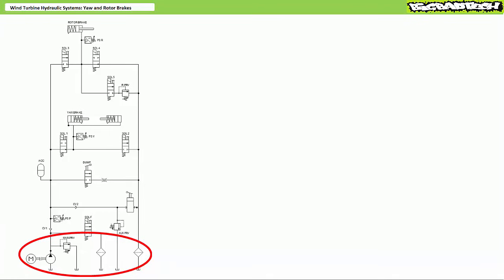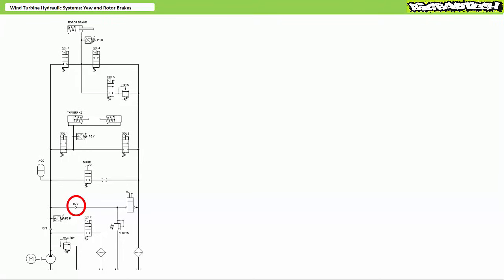Working generally from the bottom to top, left to right, looks like we got an HPU consisting of a motor-driven pump, a reservoir, a main pressure relief valve, and a couple filters. Even though there's a bunch of reservoir symbols, remember there's only one reservoir. Next up, we got a normally closed solenoid operated valve labeled Sol F. It appears to be associated with one of the filters in the HPU. Next level up, we got check valve 1 oriented such that it allows flow from bottom to top and blocks flow top to bottom. On the upstream side of check valve 1, we got a pressure switch called PSP.